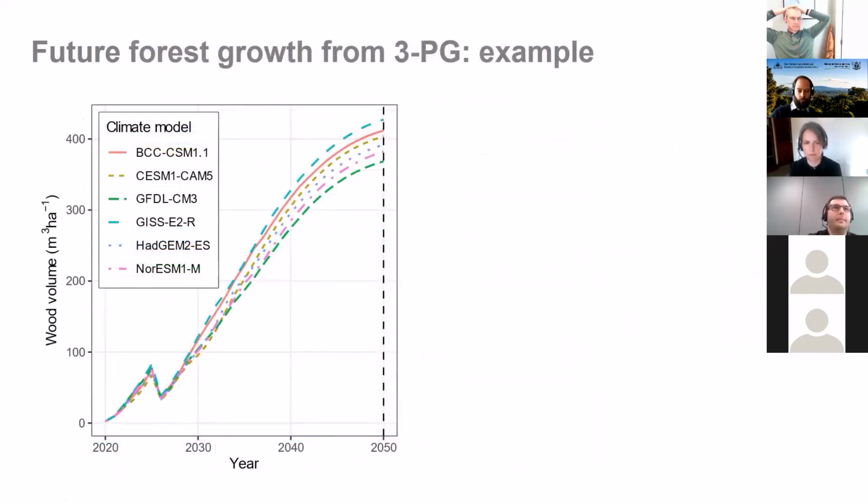So let me show you how that climate data fits into the 3PG model. Here we have an example of forest productivity simulated with 3PG. We actually have wood volumes in cubic meters per hectare. We have different lines here. This represents how a given patch of forest is growing under the different climate scenarios.